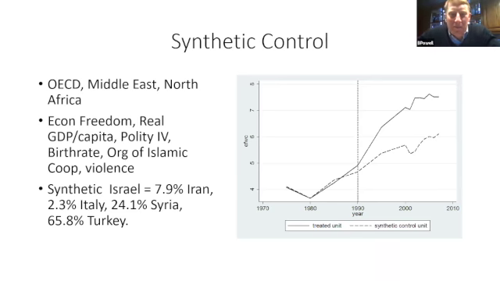And you can see the difference between the dotted line and the thick line before 1990 is pretty small. They track each other pretty well. Then after 1990, you say, what happens? Well, the dotted line, the fake Israel, doesn't improve nearly as much as the real Israel. The real Israel got the mass migration, the fake Israel did not.